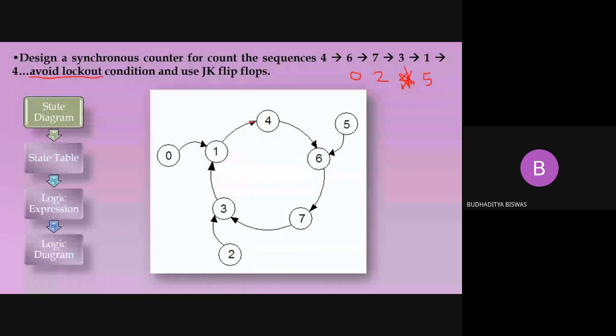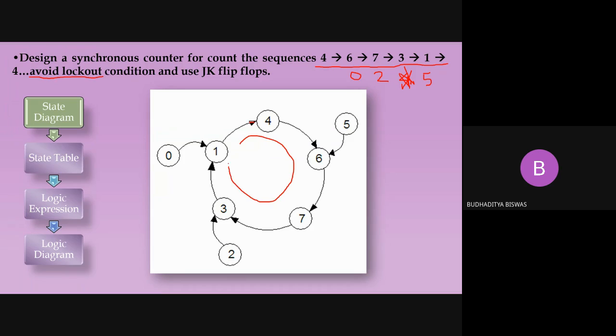Okay. So first is the state diagram. This is the state diagram. As you see, these are the useful states: 4, 6, 7, 3, 1. So after 4 comes 6, 6 to 7, 7 to 3, 3 to 1. So this is the state diagram.